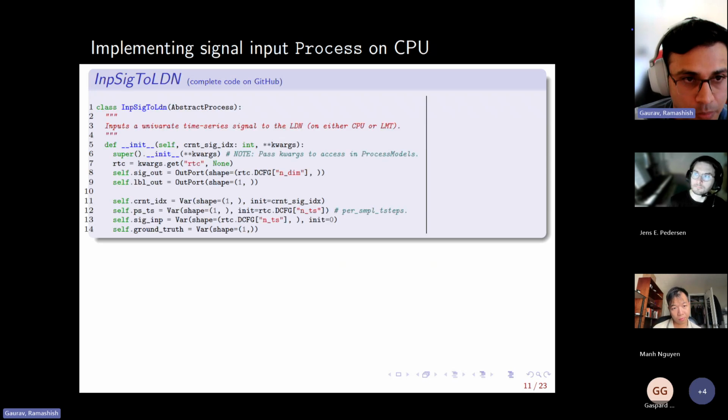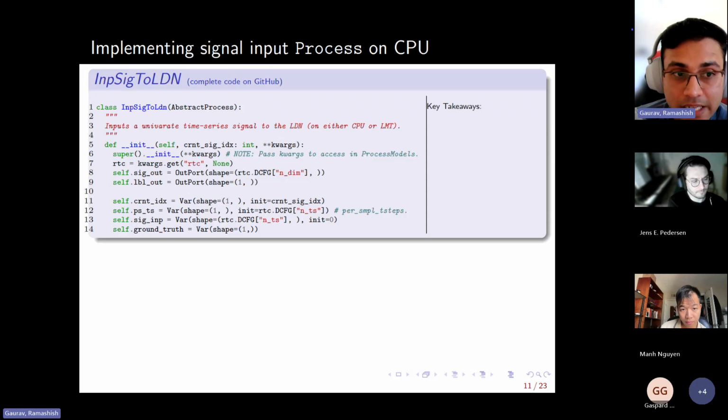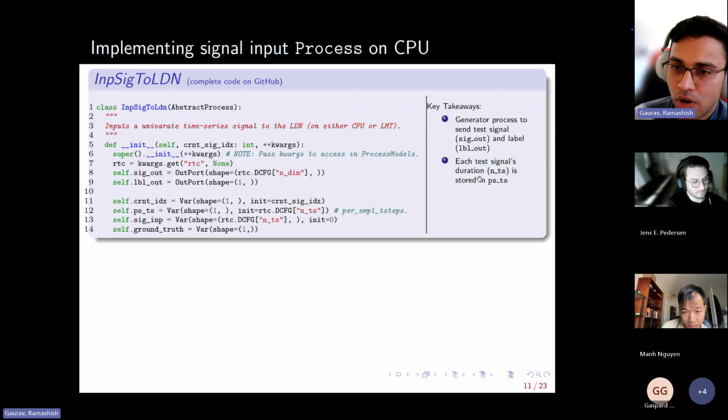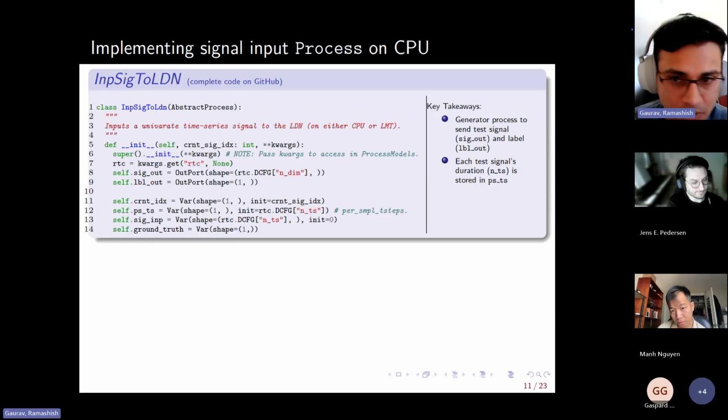So this is the input signal to LDN code snippet. Here, this is a process. The key takeaway is that this is a generator process to send a test signal through the SIG output port and the labels through the label output port. Now, consider each test signal's duration: you are feeding one complete signal, and then you would eventually iterate to the next input signal, and so on, through the entirety of the test dataset, right? So you're feeding one scalar of one signal at a time.